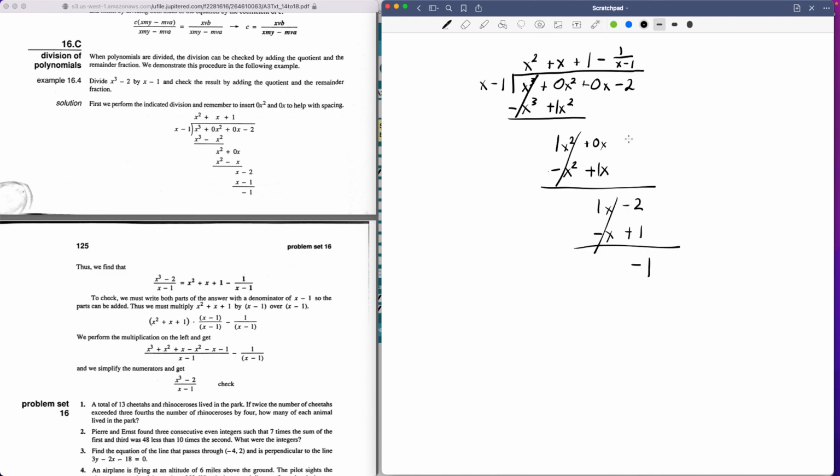All right, so the answer to x cubed minus 2 over x minus 1, we actually have an answer for that. It's this. We can actually do that math.